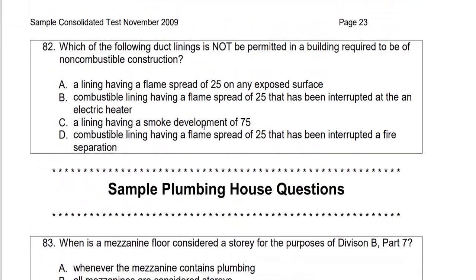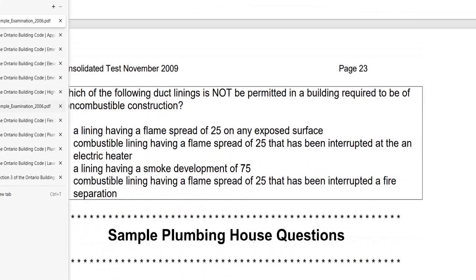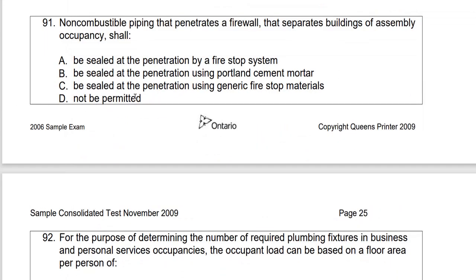Now, I'm just gonna skip these parts for now. I'm gonna jump into the second section. It'll be a little bit of plumbing, the topic is, but this question does come. So non-combustible pipes that penetrate a firewall that separates a building of assembly occupancy shall, what do you think would be the answer?